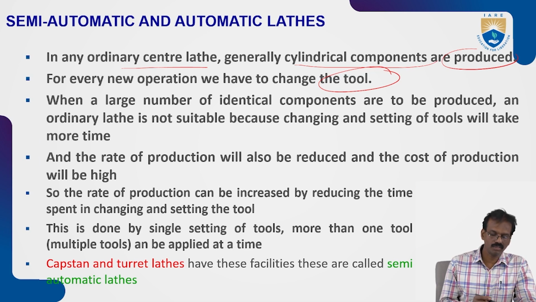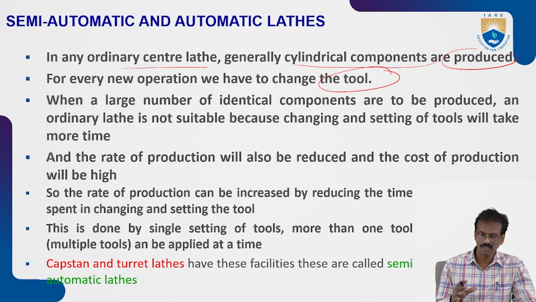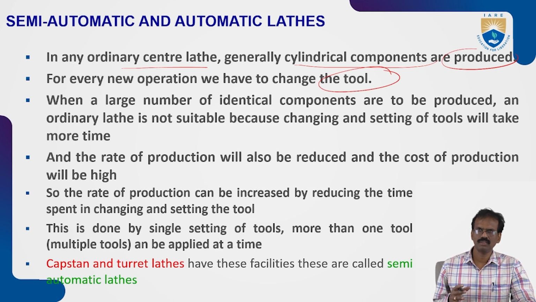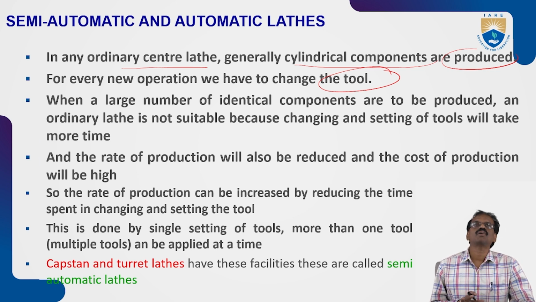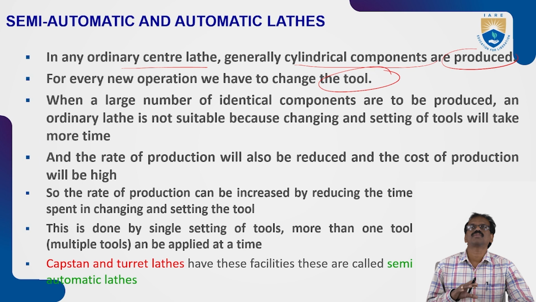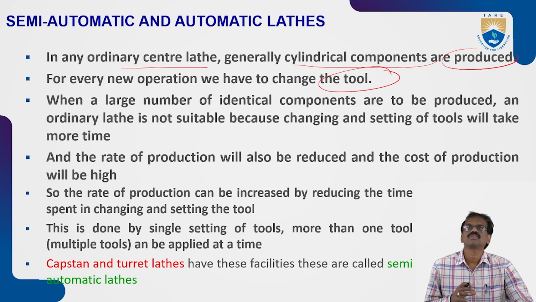In these cases, an automatic system is very much needed. For every operation, first facing, next turning, next slotting or knurling, next drilling and tapping. For all the different operations, every time we have to change the tool bit. For drilling, we have to set the drill bit, and for tapping, we have to set the tapping tool bit. If you want to make knurling, you have to set the knurling tool bit. So every time you have to stop the machine and change the tool bits also.